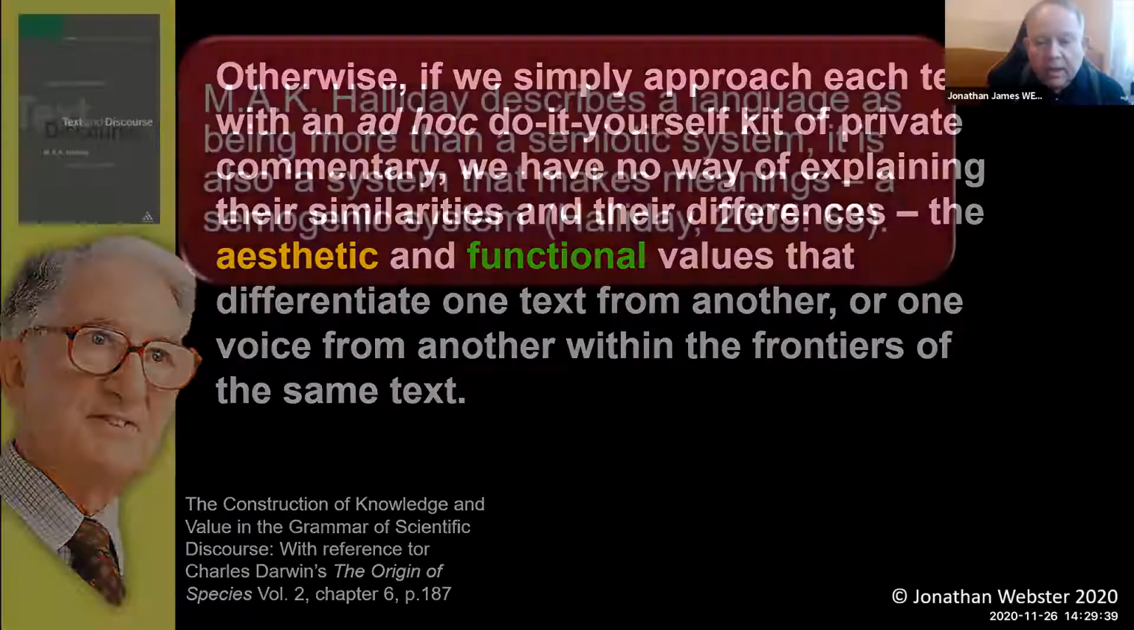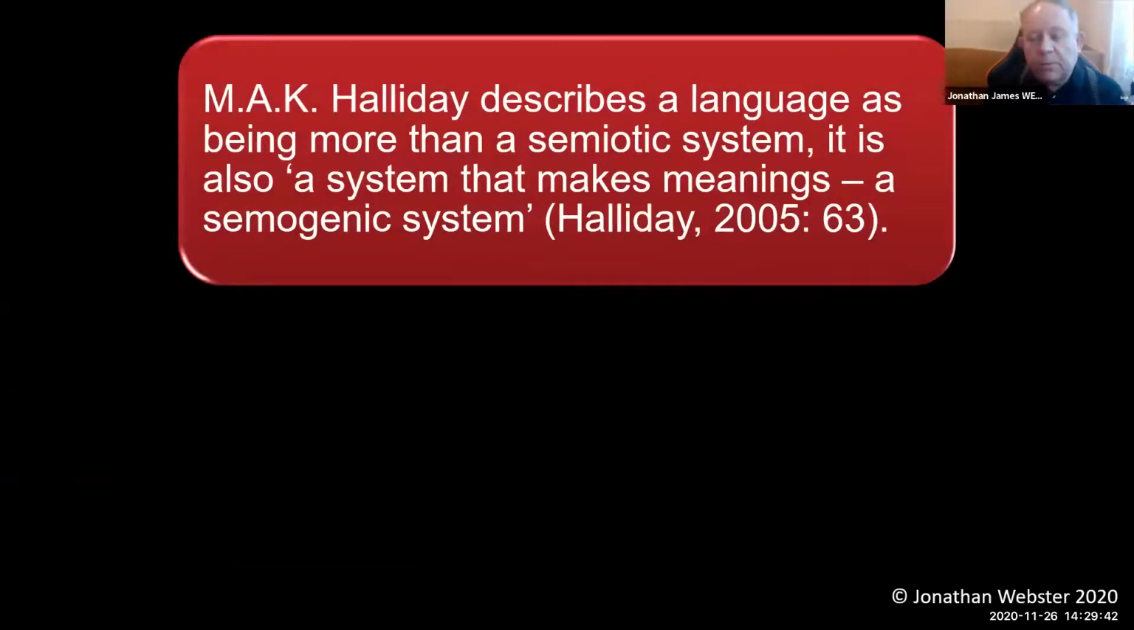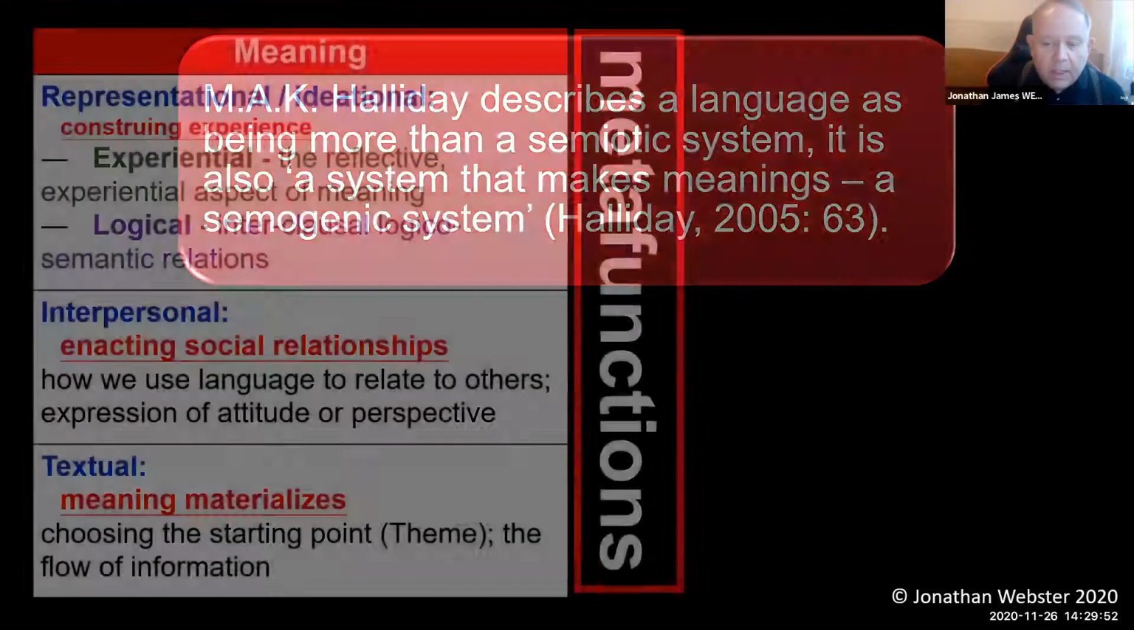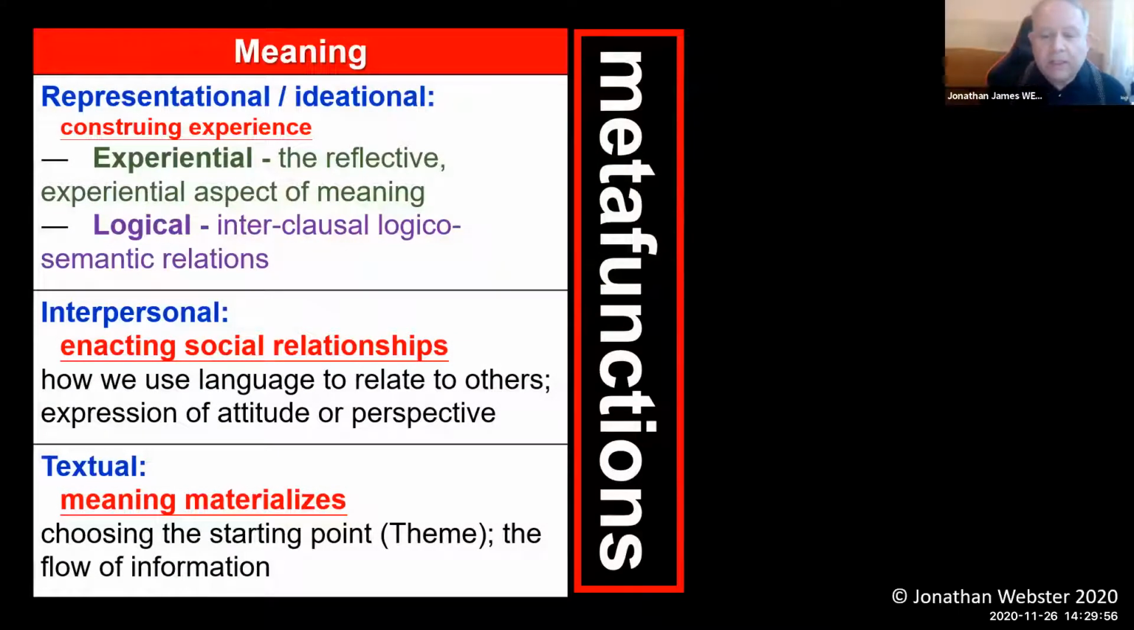Halliday describes language as being more than a semiotic system. It is a system that makes meanings. It is, as he puts it, a semiogenic system. When he talks about meaning, he's talking about the metafunctions of language: how we construe experience, the experiential; how we combine our ideas, the logical; the interpersonal, how we enact social relationships; and how that meaning then materializes in the text. The metafunctions. Every language has a purpose, and that purpose to which we put language is to be able to construe the world, enact relationships, create the discourse.